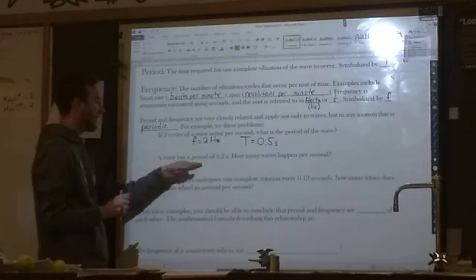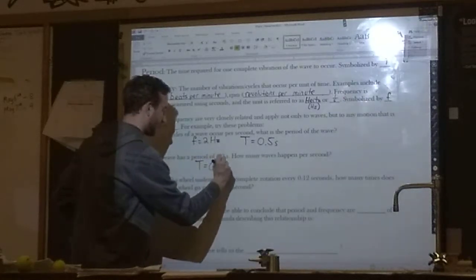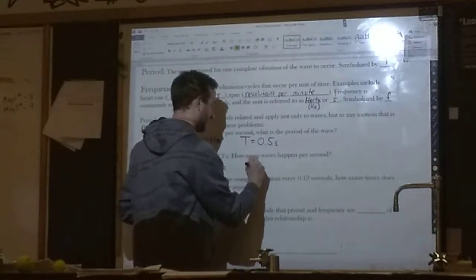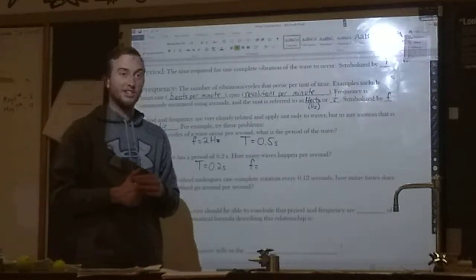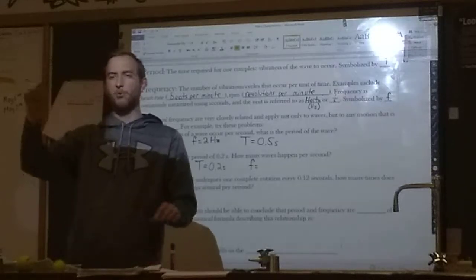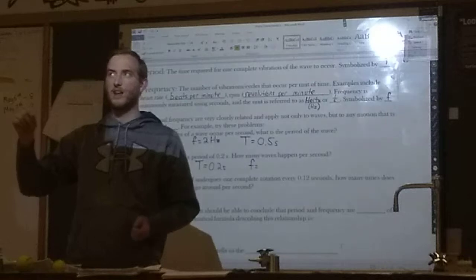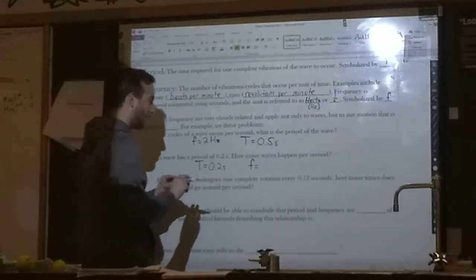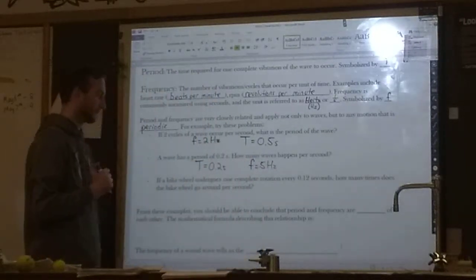Another example. A wave has a period of 0.2 seconds. How many waves happen per second? In other words, what is the frequency? Well, this one you can think about too. Nice easy numbers. 1 wave takes 0.2 seconds to happen. So 2 waves is 0.4 seconds. 3 waves is 0.6 seconds. 4 waves is 0.8 seconds. And 5 waves would happen in 1 second. 5 total waves. So that means the frequency must be 5 hertz.